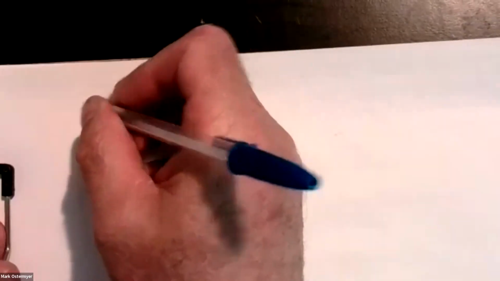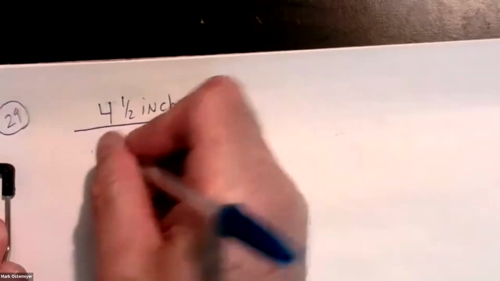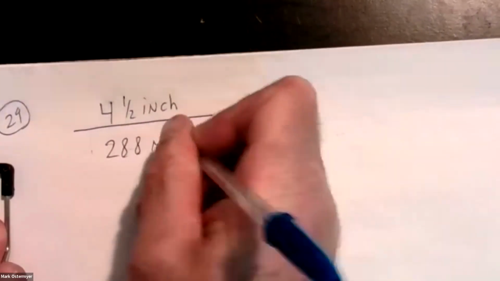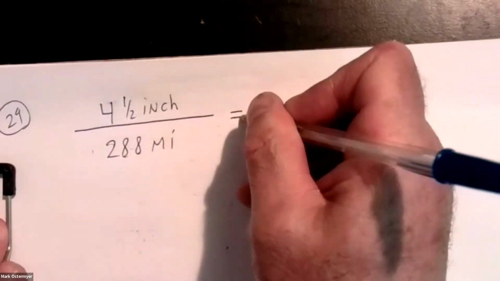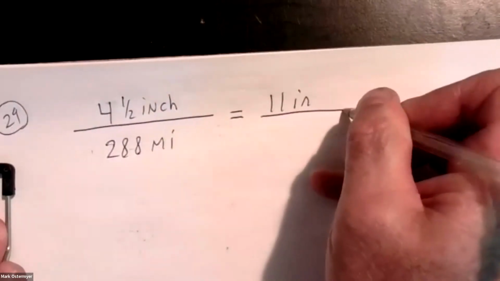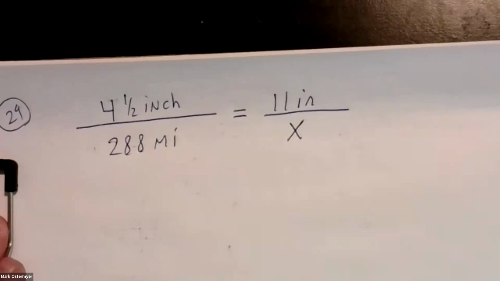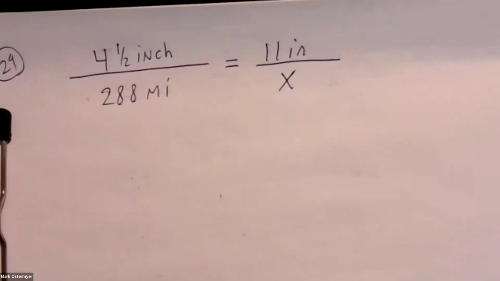Well, we know that 4.5 inches, we can set up a proportion here. For problem number 29, we know that 4.5 inches is to 288 miles as 11 inches is to X miles, correct? We don't know how far it is between San Francisco and Seattle. So we have to solve this proportion for X.